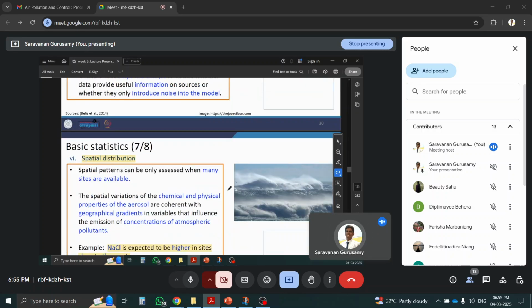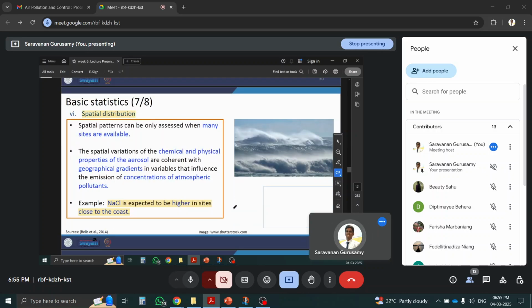And spatial distribution, because in some parts there may be more concentration. If you are looking at sodium ion in the air, some seashore areas or coastal regions may show more Na level. That is not pollution. That is due to the salt level in the water.